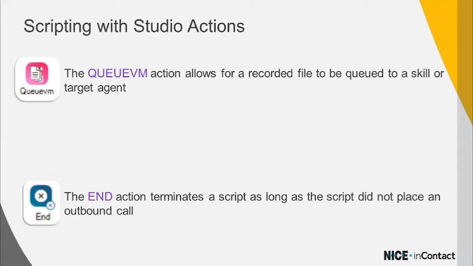And here in scripting with Studio actions, there is QVM. QVM is an action that basically allows a recorded file to be queued to the skills or to the target agent. Suppose you have one big queue, and the customer has called and reached that queue.